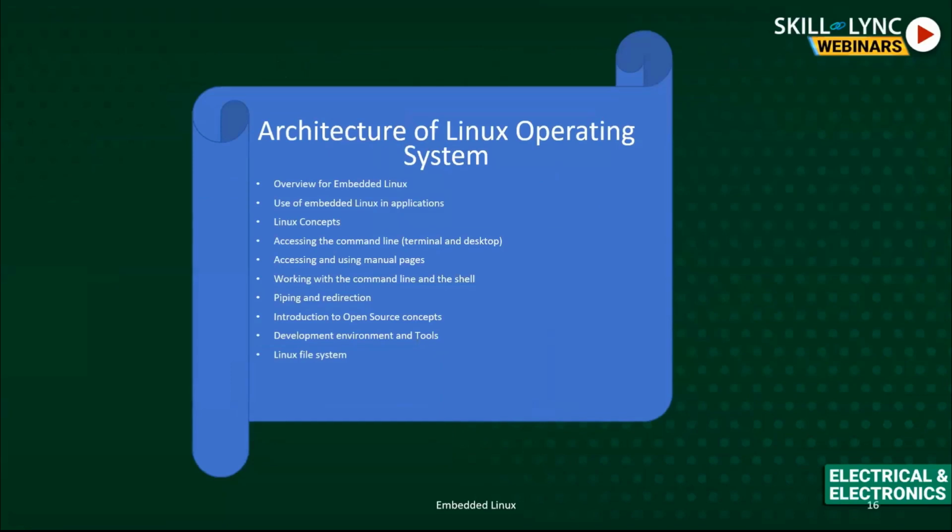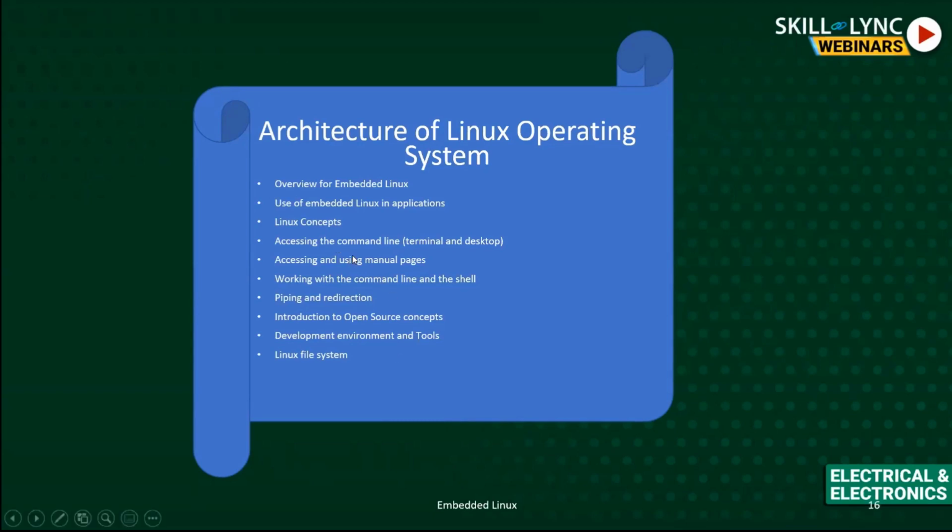So the first one is the architecture of the Linux operating system. We should know in general how Linux works and how it is different from other operating systems. Then we should also know the different applications where Linux can run. And we should have a basic understanding of the command line interface in order to communicate with the processor, and with some external devices.